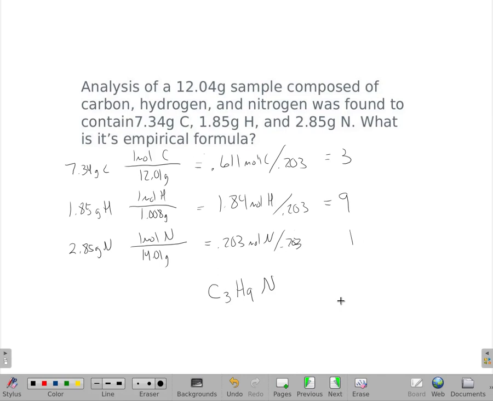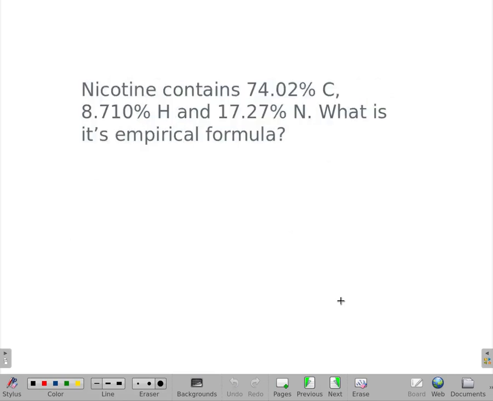It could be C6H18N2. We'll need to do something more to see what the actual molecular formula is. All right, let's do another one of these.